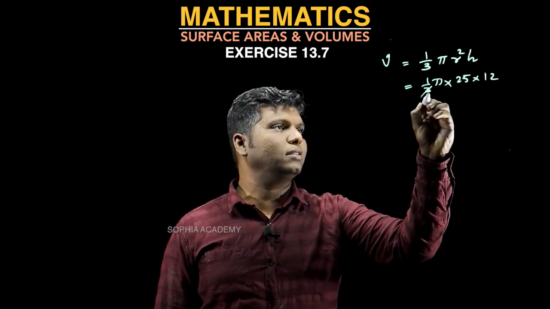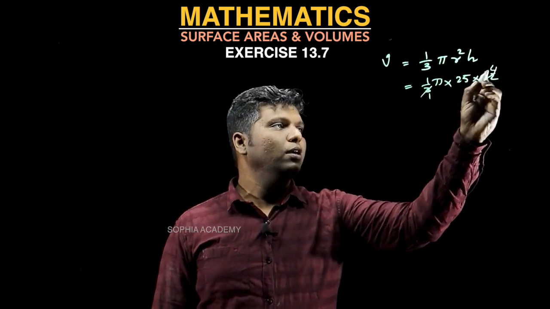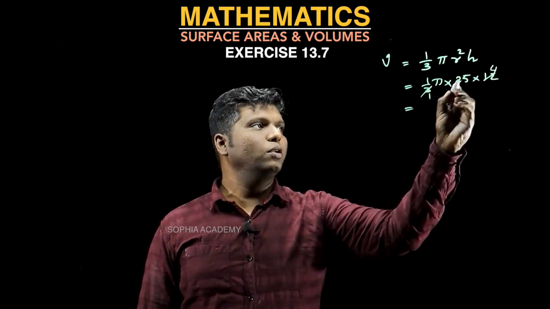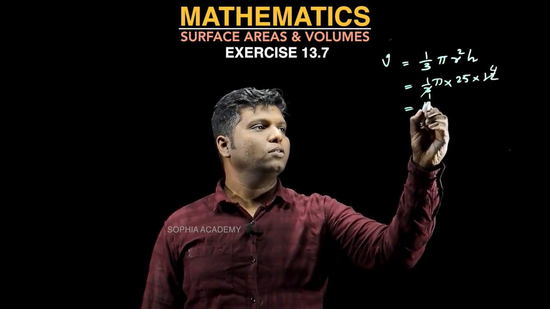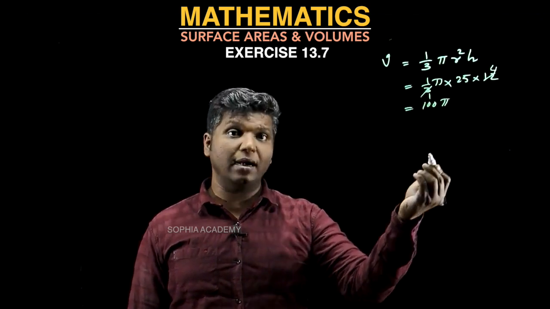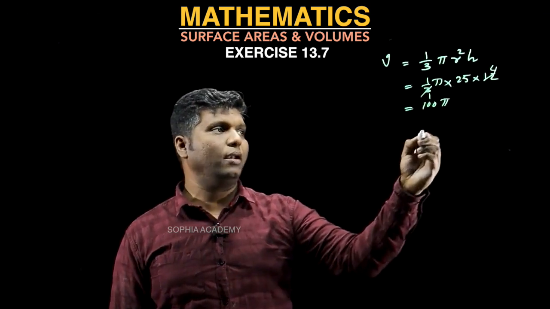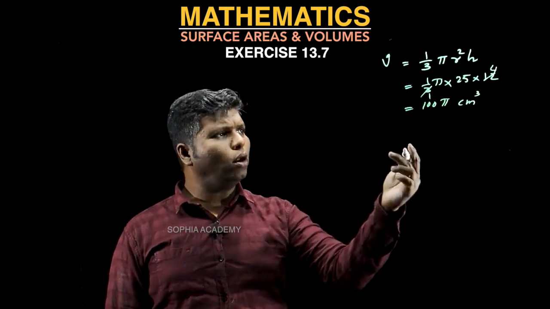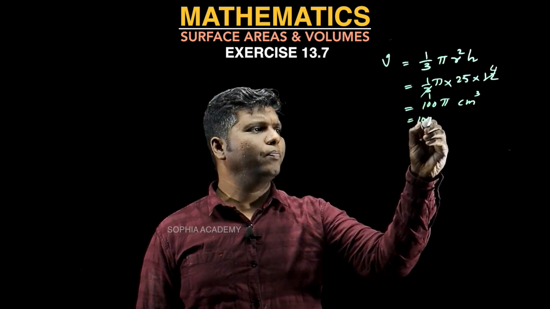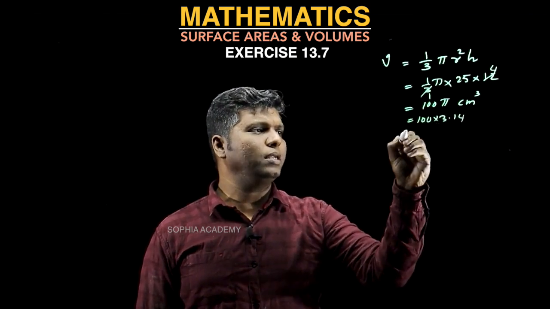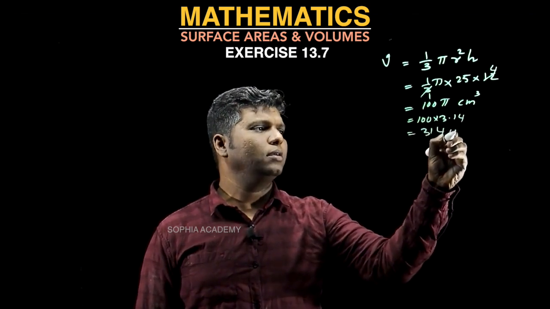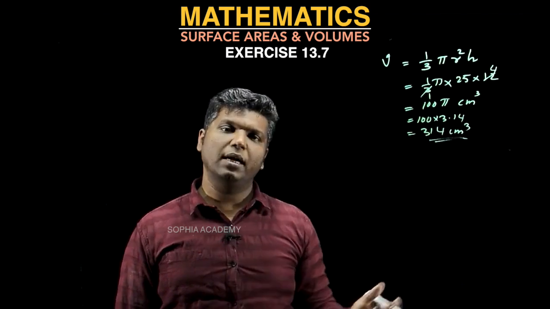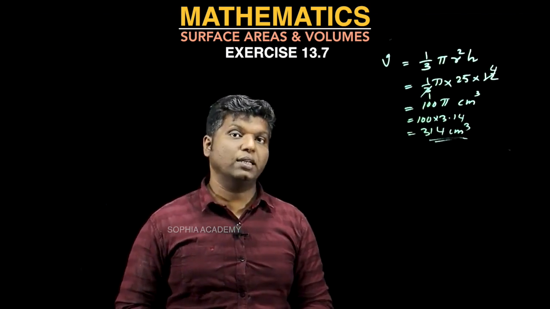12 and 3 will cancel: 3 ones are 3, 3 fours are 12. 25 fours are 25 into 4, it is 100. So 100 pi centimeter cube, right? Like this you can write, that is the answer. Or you can write it like this, 100 into 3.14. That means 314 centimeter cube. That will be the answer. Because it was 100, that's why I took it as 3.14.